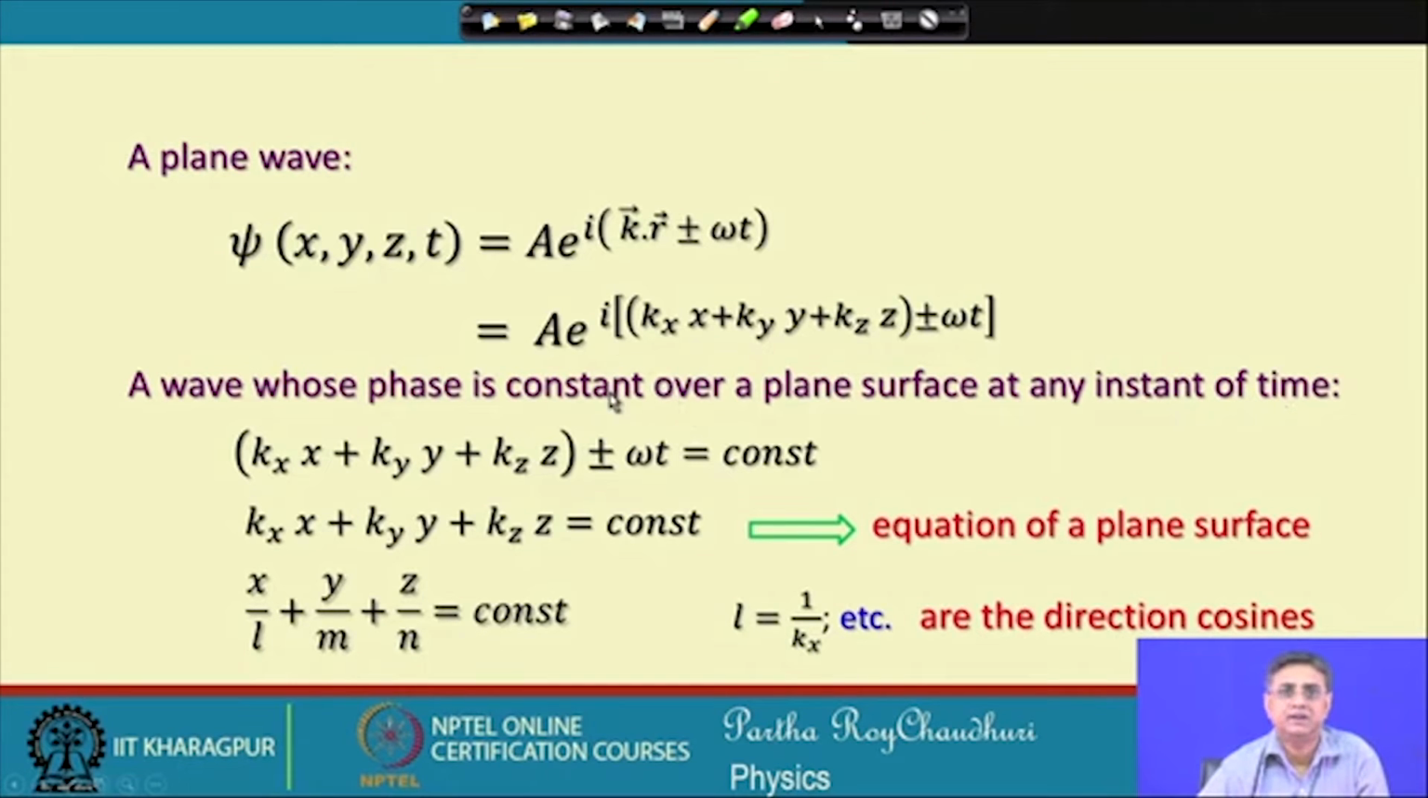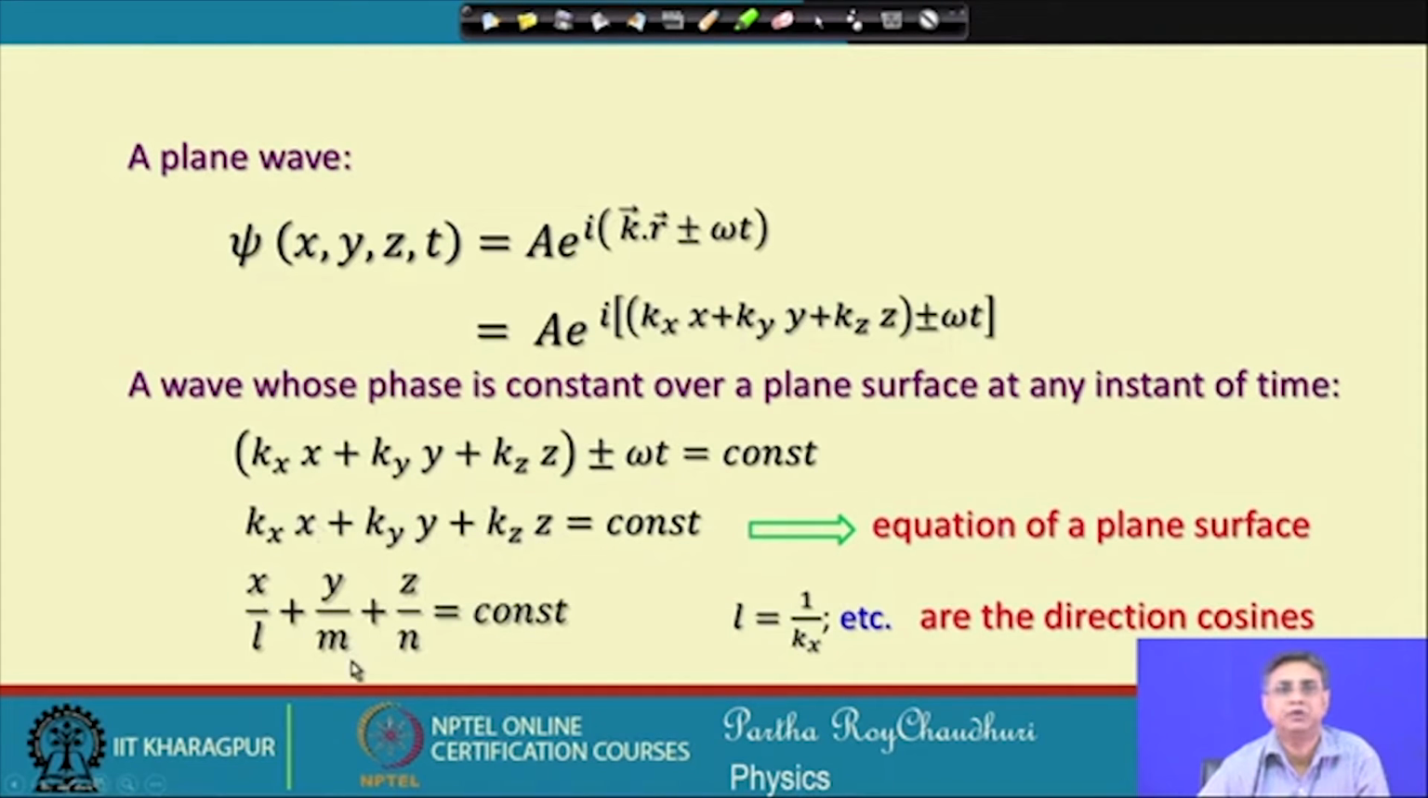So, to look for that, I have this phase which is this quantity, and now that has to be constant. So, we look for the locus where this phase remains constant. Now, because at a given time we look for this constant phase plane, this omega t is a constant. As a result, this quantity is also constant. This is the well known equation of a plane.